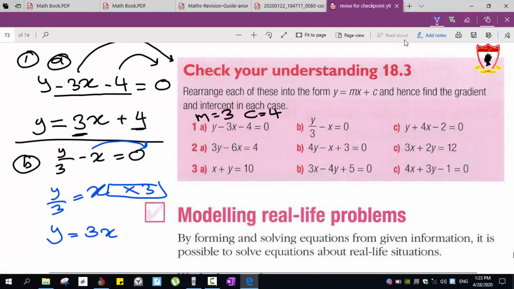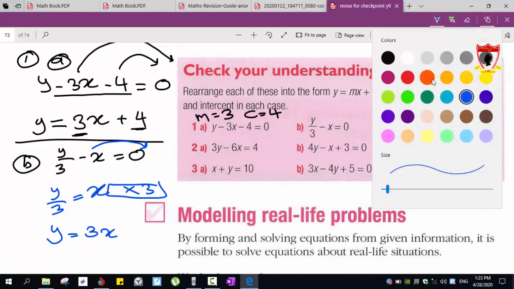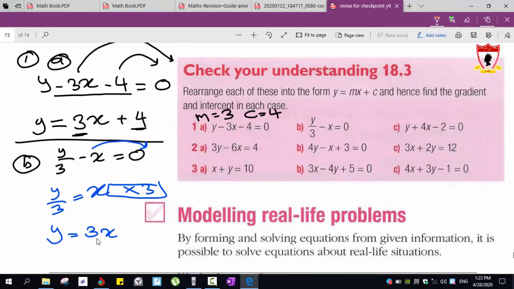Done. The gradient is 3, but what is the intercept? Here, the intercept is 0 because it is 3x plus 0, but the 0 doesn't appear because it has no value. Then for question 1b, m, which is the gradient, or sometimes it's named g, both fine, is 3 and c, which is the intercept, is 0.